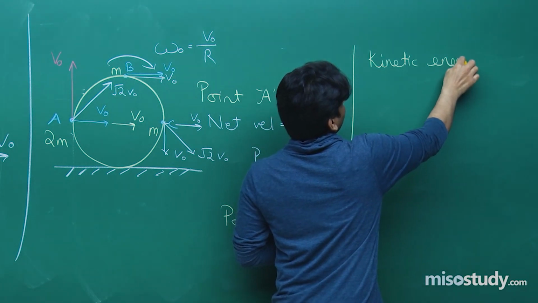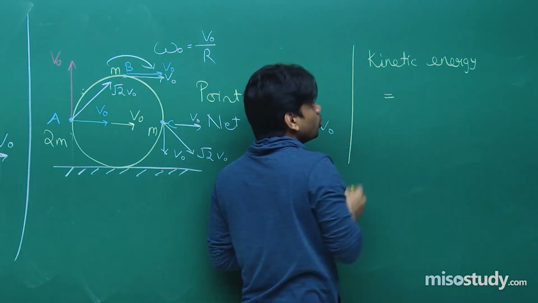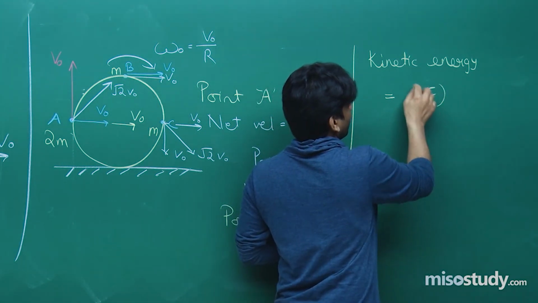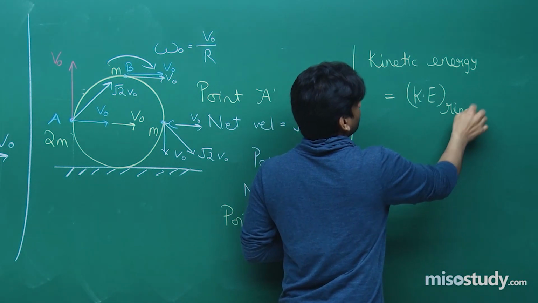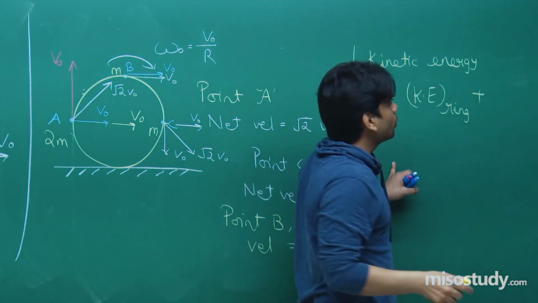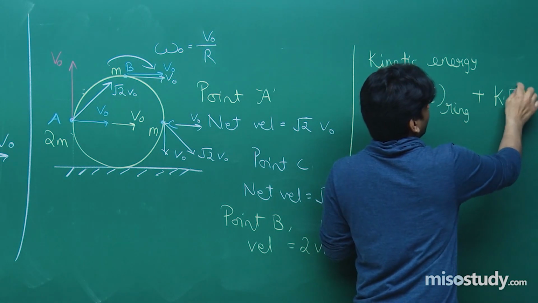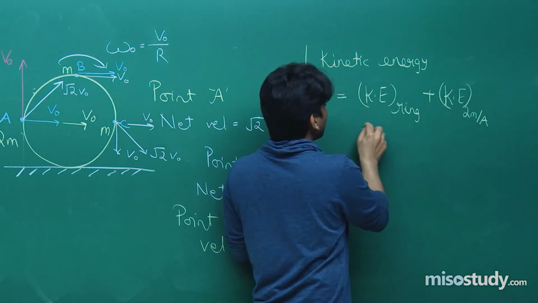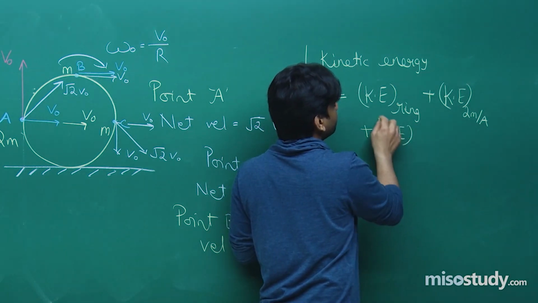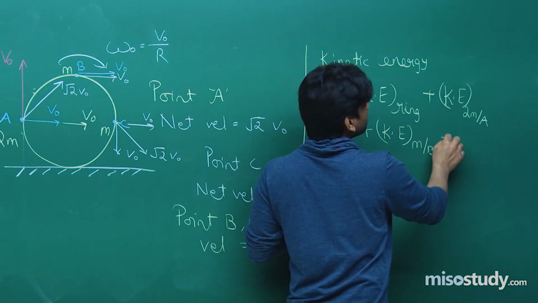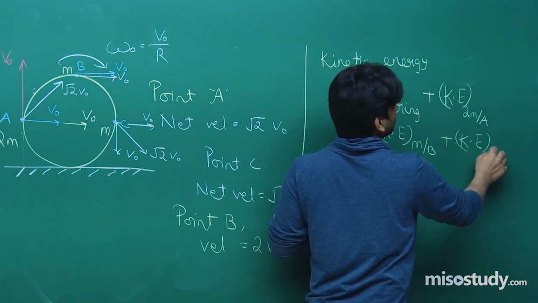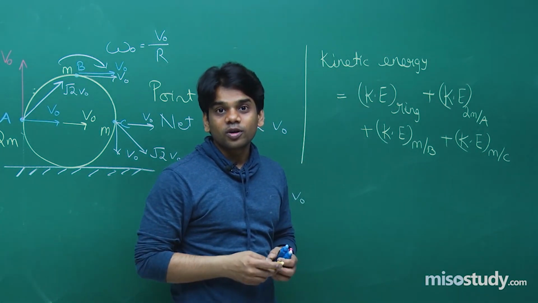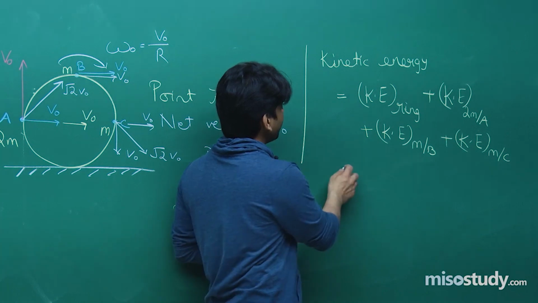We will have kinetic energy. First of all, it will be the kinetic energy of the ring, plus the kinetic energy of mass 2m placed at A, plus the kinetic energy of mass m placed at B, plus the kinetic energy of mass m placed at C. We can write down this equation to tell how the kinetic energy will be evaluated.